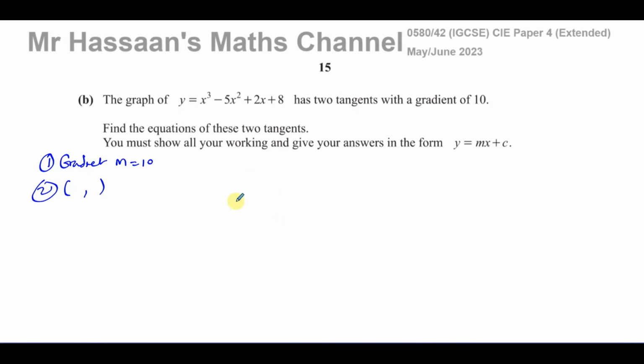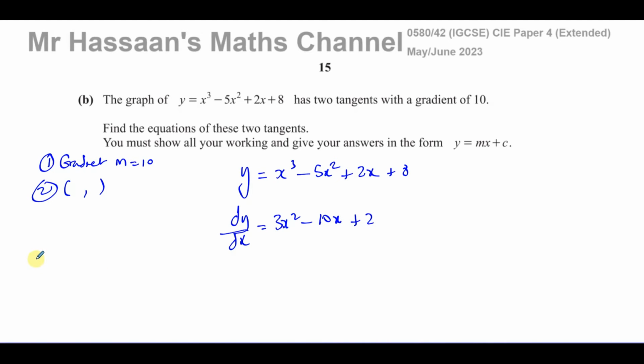So we need to deal with what's called the gradient function of this graph. Now, the gradient function of a graph is found by differentiating its equation. So we have x cubed minus 5x squared plus 2x plus 8. So we want to find dy dx, which is what you get when you differentiate this function. So dy dx is going to be given by 3x squared minus 10x plus 2. So that is called the gradient function.